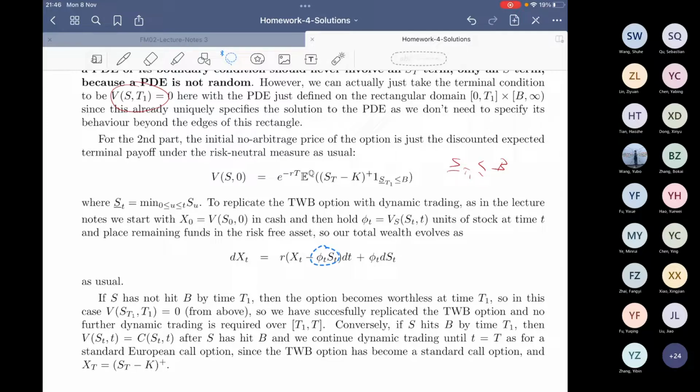But what happens if S, okay, so what does it say? If S has not hit B by T1, then the option becomes worthless. So in this case, V of ST1 T is equal to 0. So in that case, you've successfully replicated the time window barrier option, and no further dynamic trading is required.